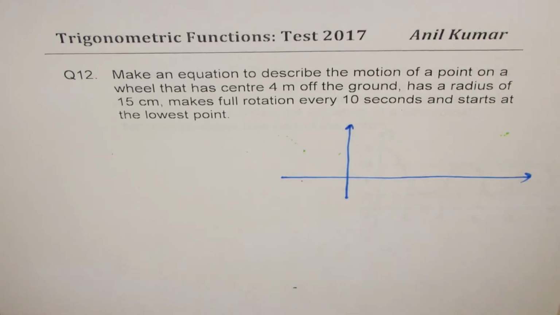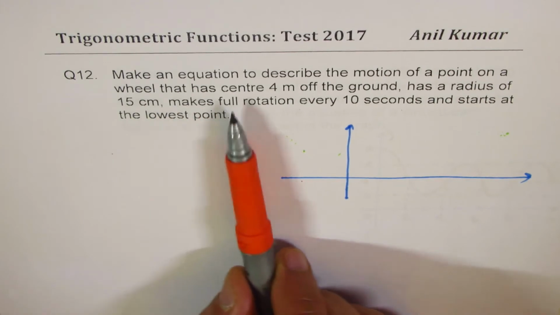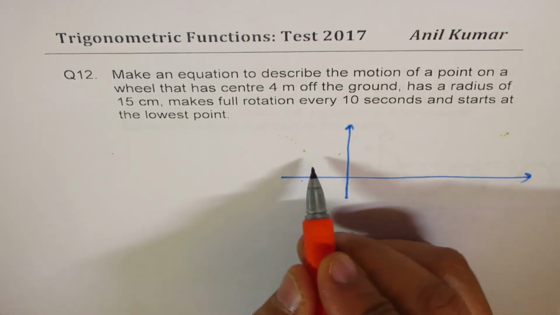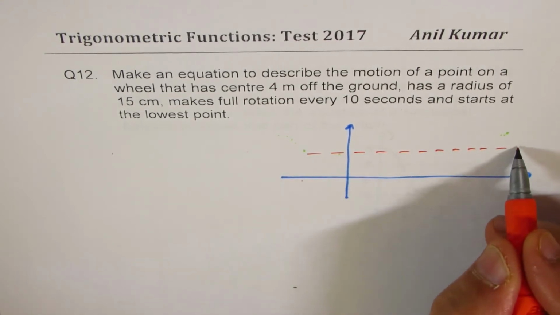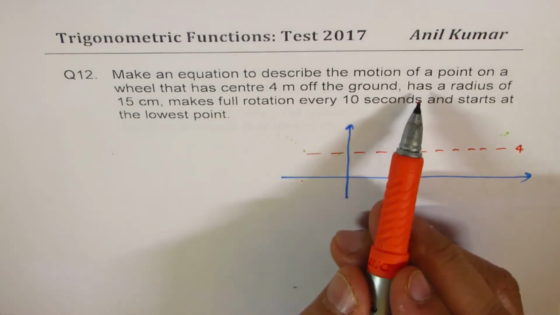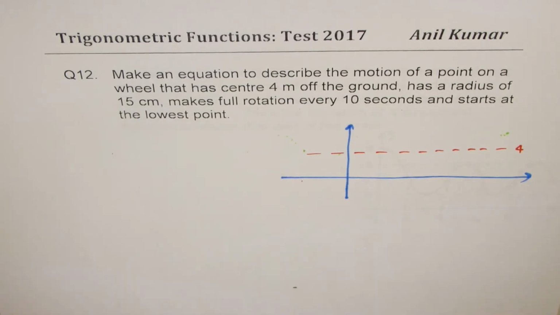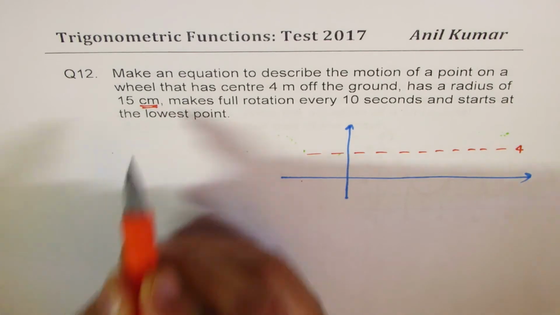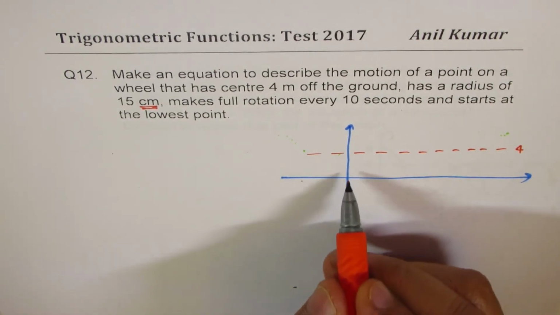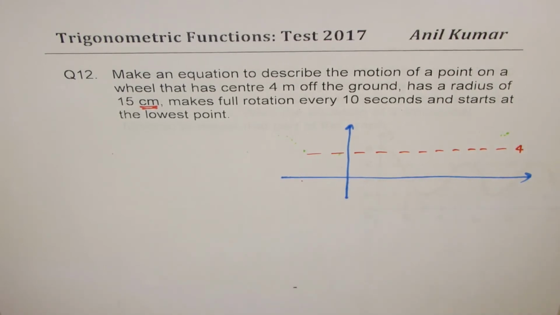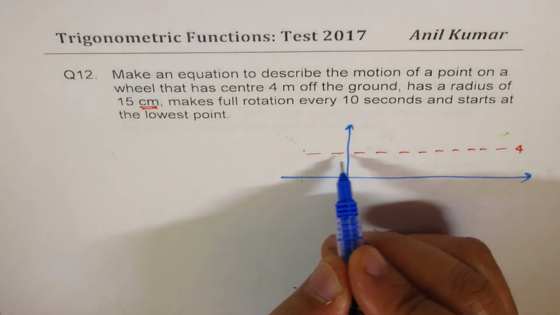As we can see from here, the wheel has its center 4 meters off the ground. So let's say this is 4 meters off the ground. It has a radius of 15 centimeters. The units have changed, so that's funny. Okay, so let's say this is 4 meters.